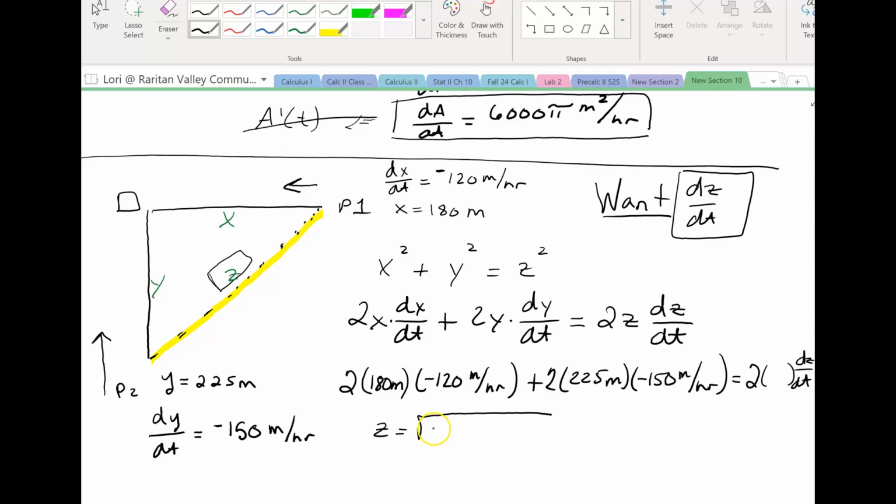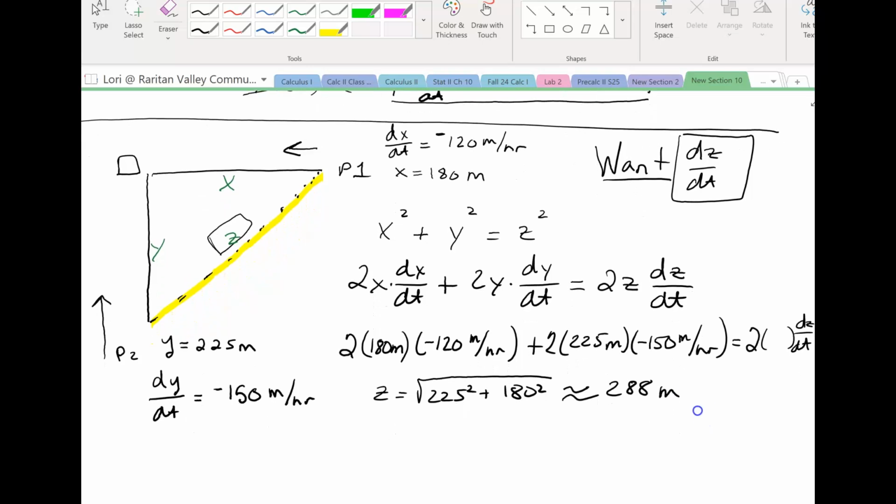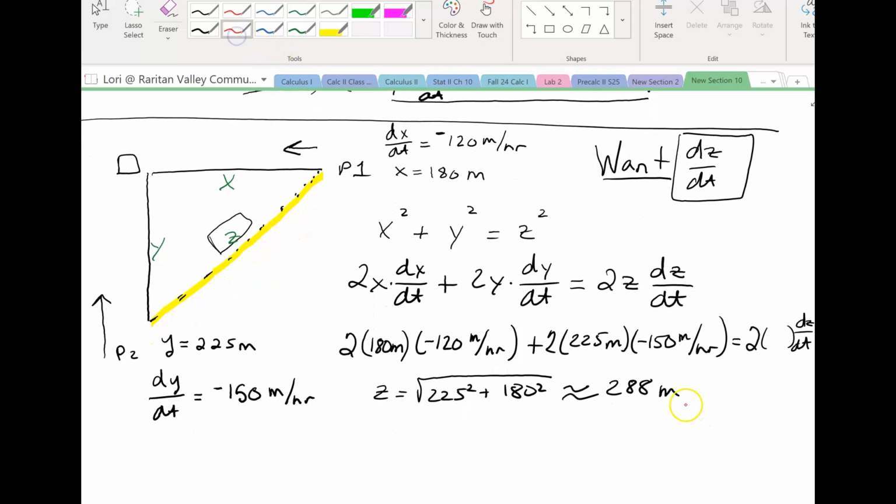by doing 225 squared. And you can plug that into the calculator, make sure you got it, and we'll just round it to a nice whole number. It's approximately 288 miles, okay? So that means that you can take that and plug it in there. All right? So there's always some relationship to get that unknown so that you're only left with one unknown, in this case dz/dt.